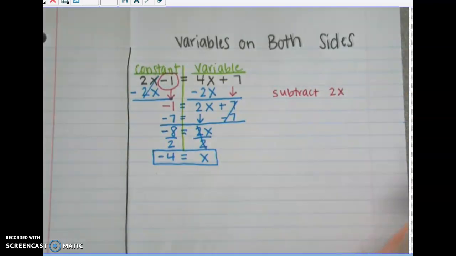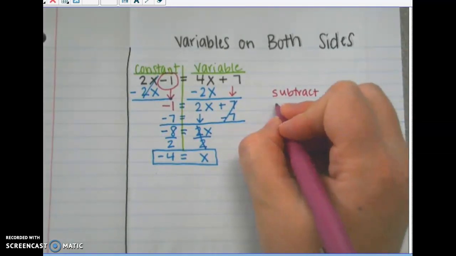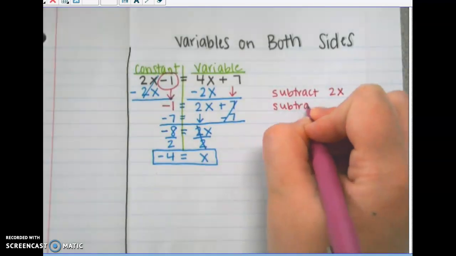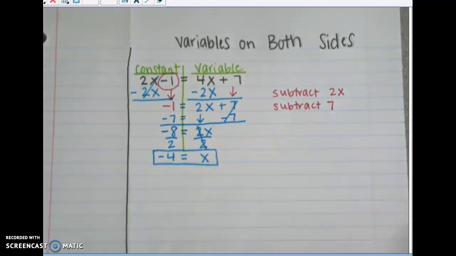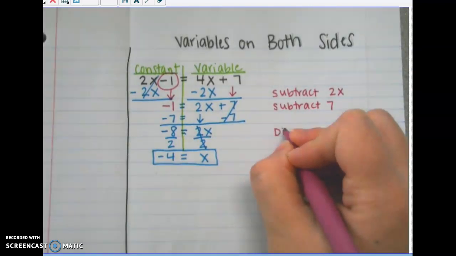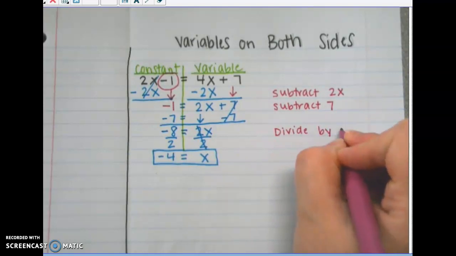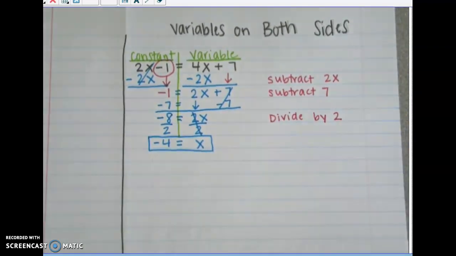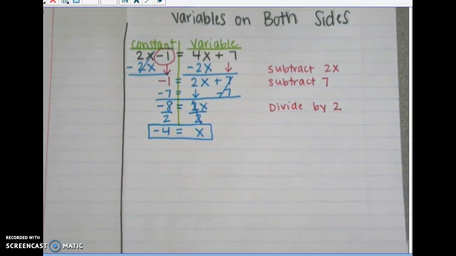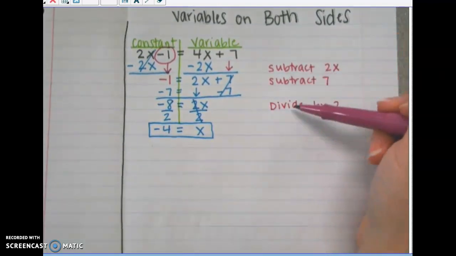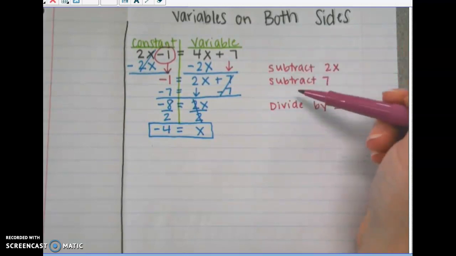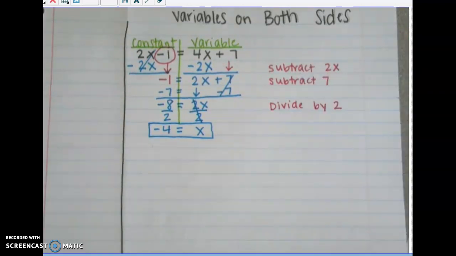First, we subtracted 2x on both sides. Then we subtracted 7. And then we divided by 2. All right, so now you see how instead of only needing 2 steps to solve, I need a few. I need a step where I combined my x's and a step where I combined my constants. All right, so let's do another example.